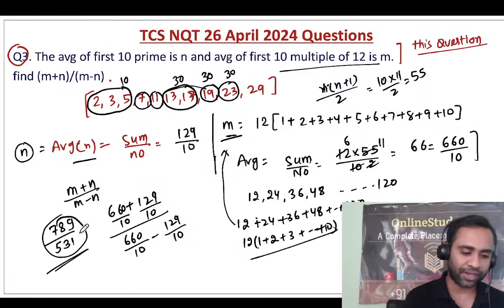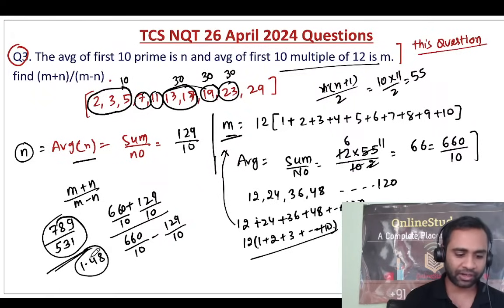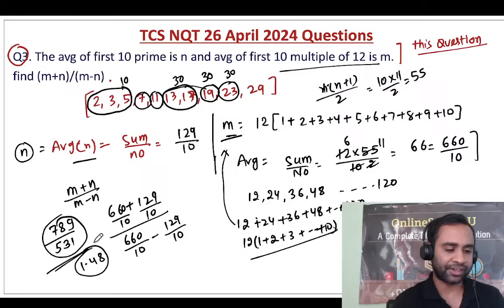See, two questions we already solved, right? There were few questions which were tough, not all the questions. So it was 1.48. Is it clear for everyone?